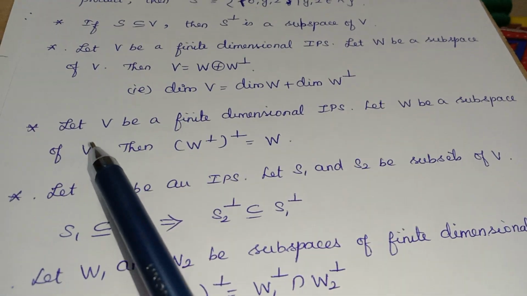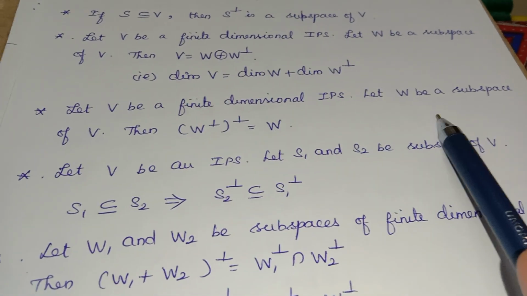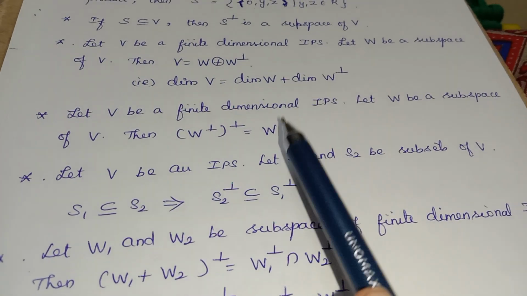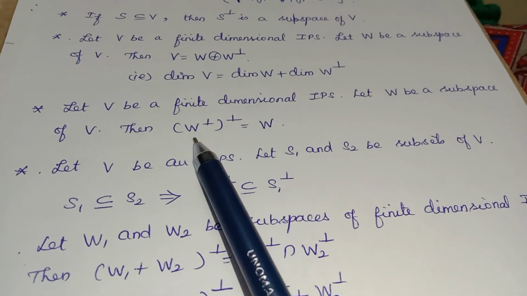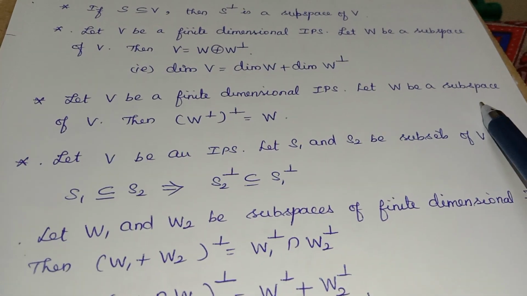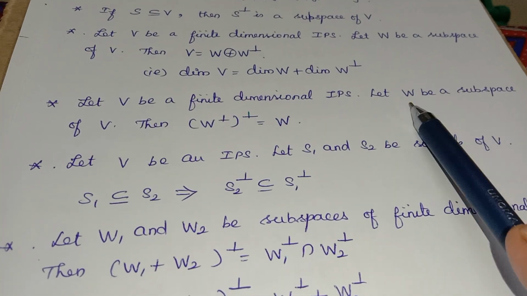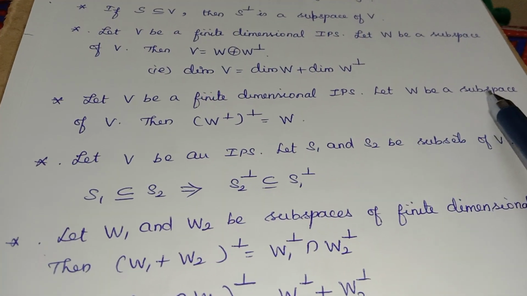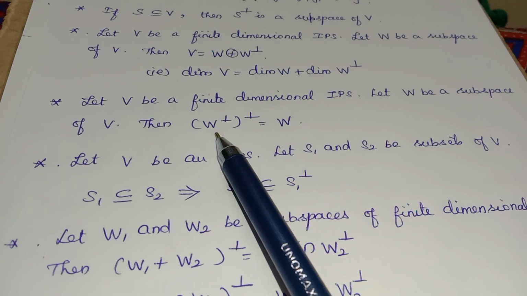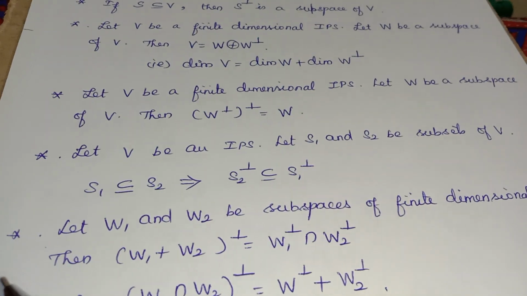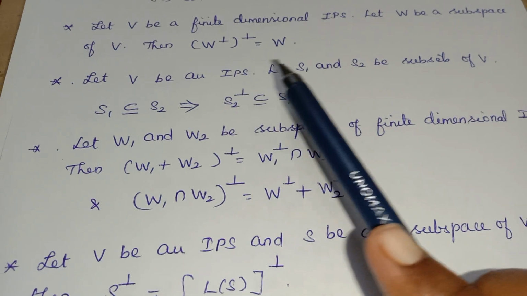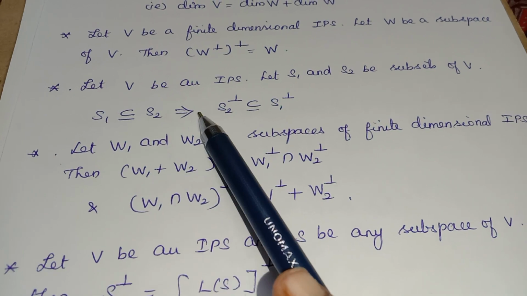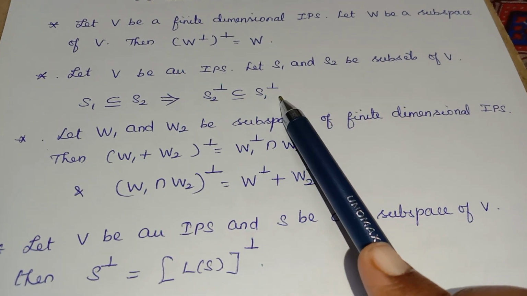Next one, let V be a finite dimensional inner product space and W be a subspace. Then the complement of the complement of W is equal to W. See, you have to remember this property correctly. This is true only when W is a subspace. If it is simply a subset and not a subspace, this property is not true. So you have to be careful with this property. Next property, V is an inner product space. If S1, S2 are subsets of V and S1 is contained in S2, that implies S2 complement is contained in S1 complement.